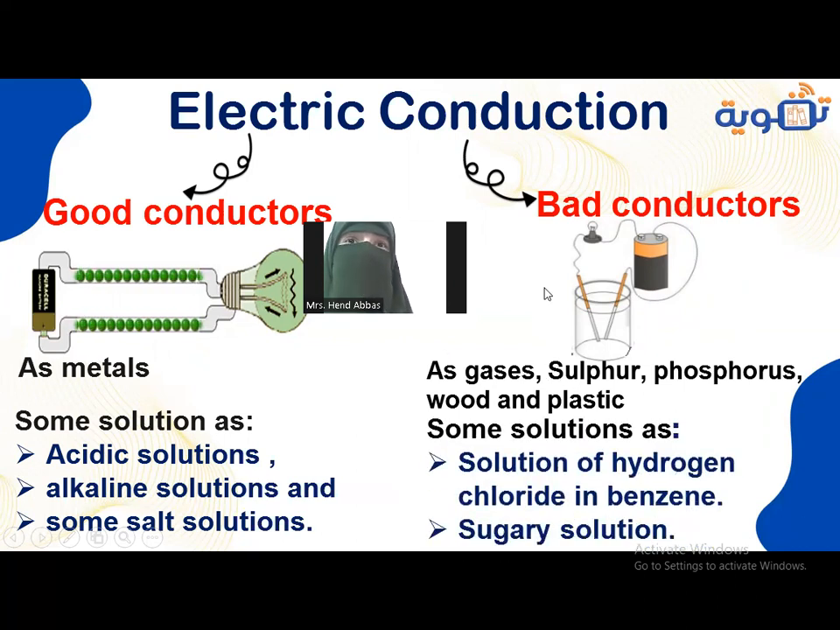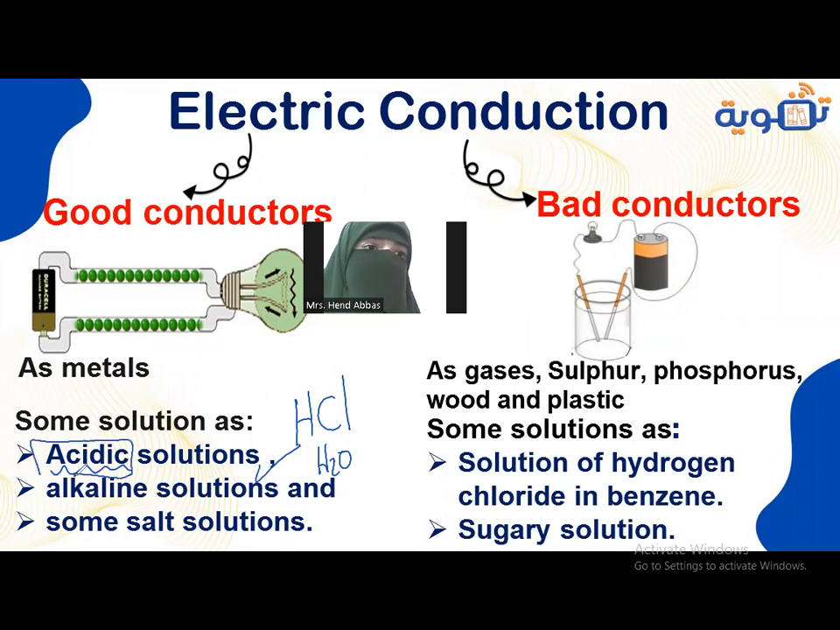Also, there are some solutions that are bad conductors, like hydrogen chloride in benzene and sugary solution. So here, guys, take care. Here is acidic solution, like if we have HCl, hydrogen chloride. When you add hydrogen chloride to water, it's a good conductor of electricity. Why? Because it's an acidic solution, it's hydrochloric acid. But if we add the hydrogen chloride to benzene, it's a bad conductor.